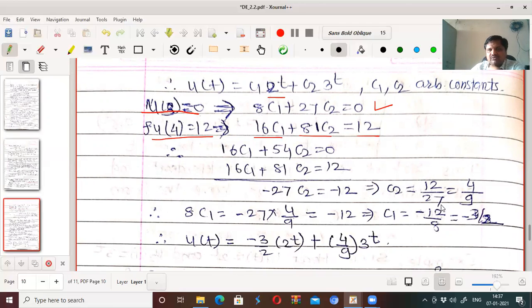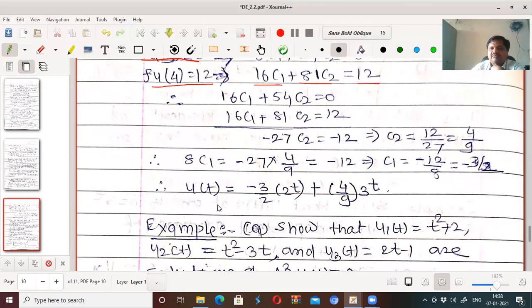Therefore c2 equal to 12 upon 27, that is 4 upon 9. So put c2 equal to 4 upon 9 in either of these two equations. We get 8c1 equal to minus 27c2, that is minus 27 into 4 by 9. So 9 3s are 27, so 8c1 equal to minus 12, c1 equal to minus 12 by 8. Therefore c1 equal to minus 3 upon 2.